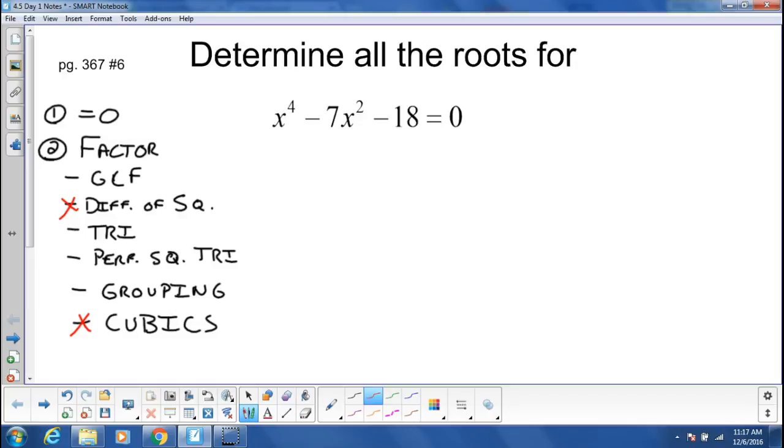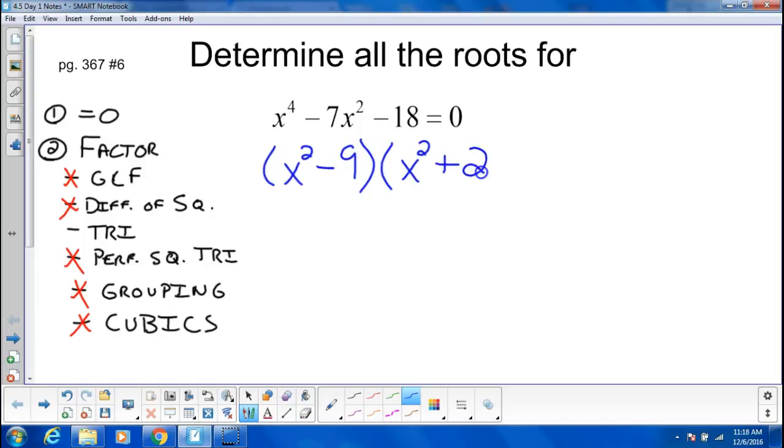This one, can it be grouping? No. 3 terms. Got to have an even number of terms for grouping. Is 18 a perfect square? No, so that takes out perfect square trinomial. We already said that there is no GCF, so that leaves us with trinomial. Okay, so what does it factor to be? X squared minus 9 and then x squared plus 2.